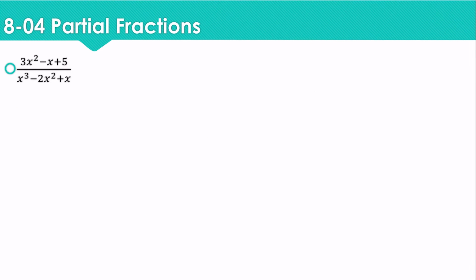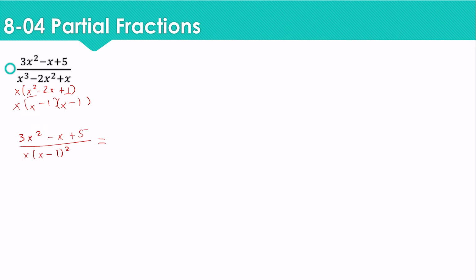Let's try another. Let's find the partial fractions for this one. So we're going to start by factoring the denominator. Oh, I can factor out an x. And then to get x squared is x times x, to get 1 might be -1 and -1. So we have 3x squared minus x plus 5 over x times x minus 1 squared.